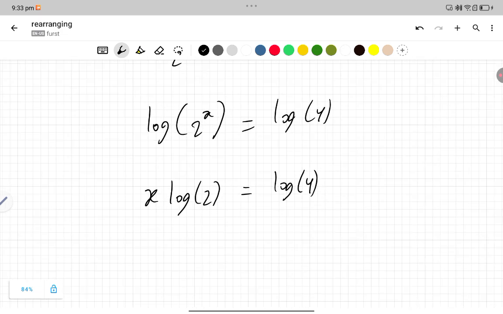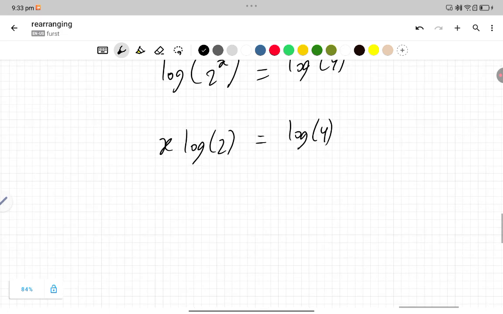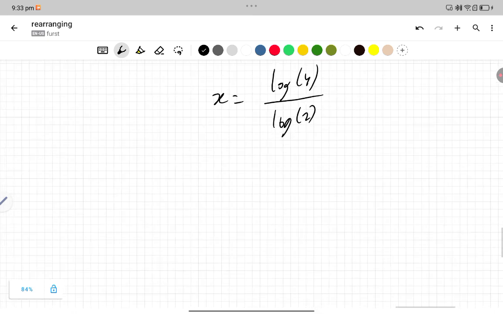Okay, now how can we make x the subject? Well, x is being multiplied by log 2. What's the opposite of multiplication? It's division. So x equals log 4 over log 2. Okay, nice. So it's not too much. It's not too tough. I guess the one thing I've got to show you is this example. You can't do it without knowing this.